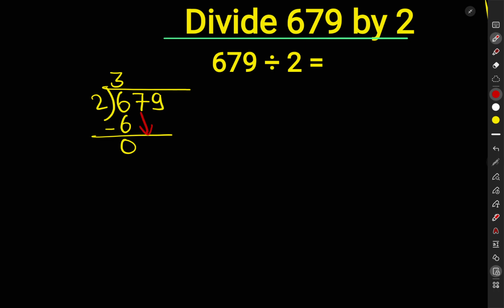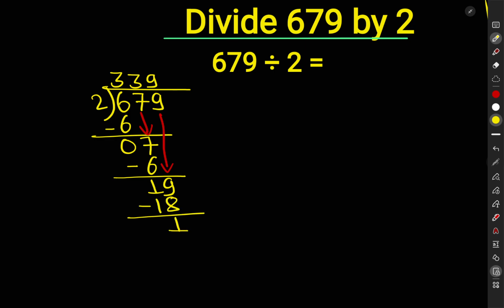So now we put down this 7, and 2 times 3 is 6. On subtracting we get 1. So now we put down this 9 and it is 19. So 2 times 9 is 18. On subtracting it is 1.